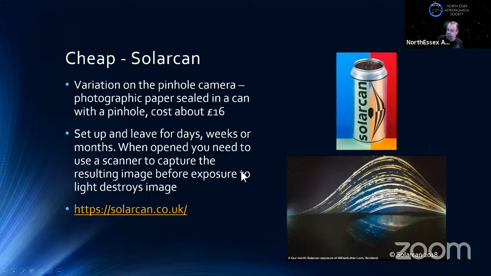Once you've actually finished exposing it, what you do is take it indoors. You go into a nice, not too bright room, take the top off the can with a tin opener, take the photographic paper out and you put it on your scanner, and you scan it or you photograph it to preserve the image, because after a few minutes the light will destroy the image and you get a lovely picture.